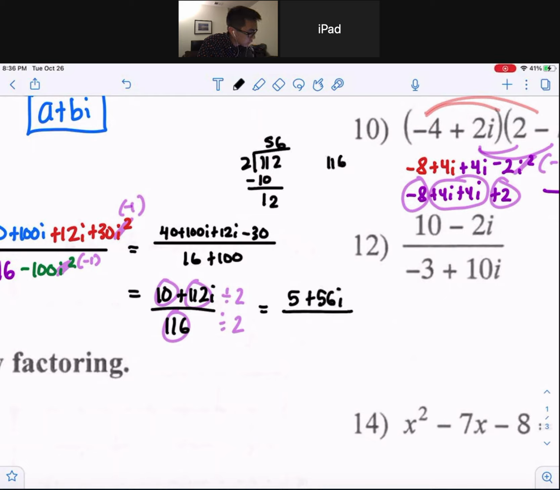Now, what's 116 divided by 2? 2 goes into 11 5 times, and 2 goes into 16 8 times. 58, and there you guys go.